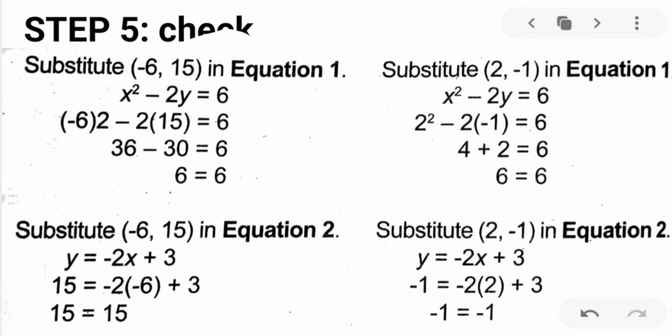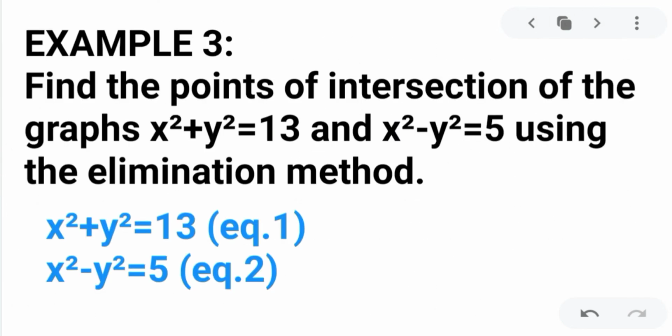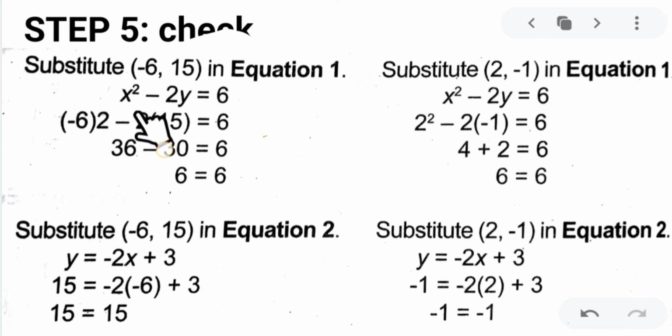So to substitute, we have here -6 and 15 in equation 1. This is your equation 1: x squared minus 2y equals 6. The -6 for x is squared, and then -2 times the 15. So -6 squared is positive 36, minus 2 times 15, that is 30, equals 6. 36 minus 30 is 6, which equals 6. Therefore, the equation is true.